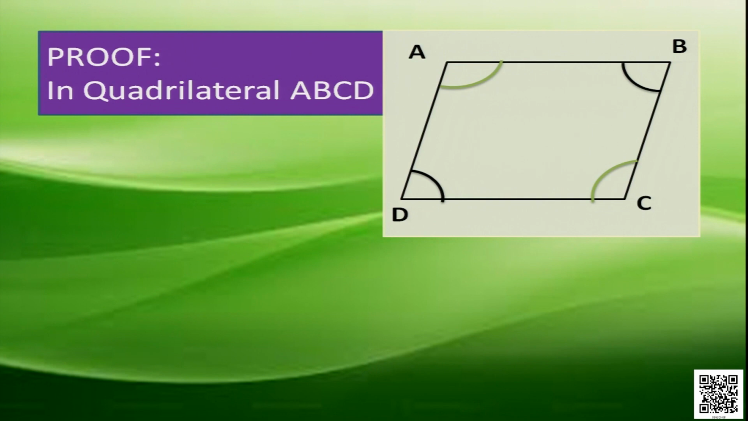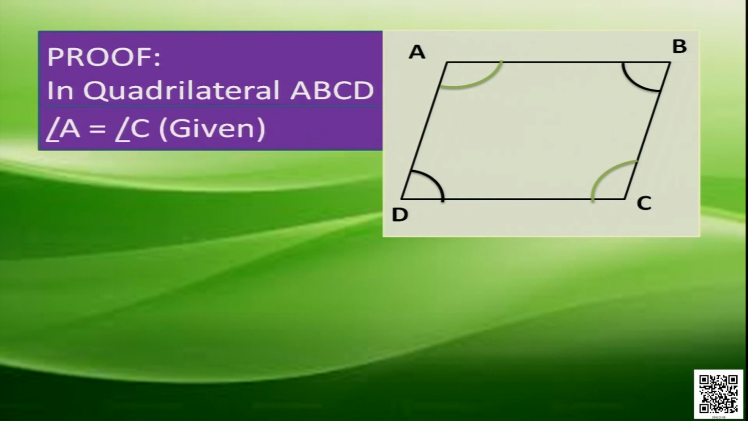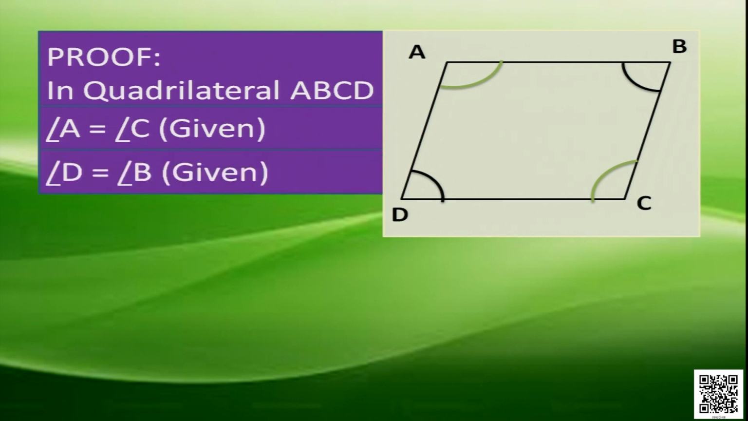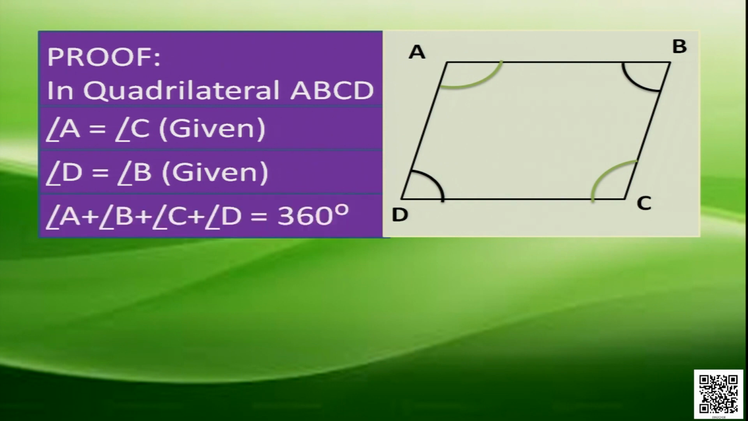In quadrilateral ABCD, angle A is equal to angle C, as it is given. Angle D is equal to angle B, as it is given. So if we add these four, these four are interior angles of a quadrilateral, so the sum of these four angles is 360 degrees. So we can write angle A plus angle B plus angle C plus angle D is equal to 360 degrees.